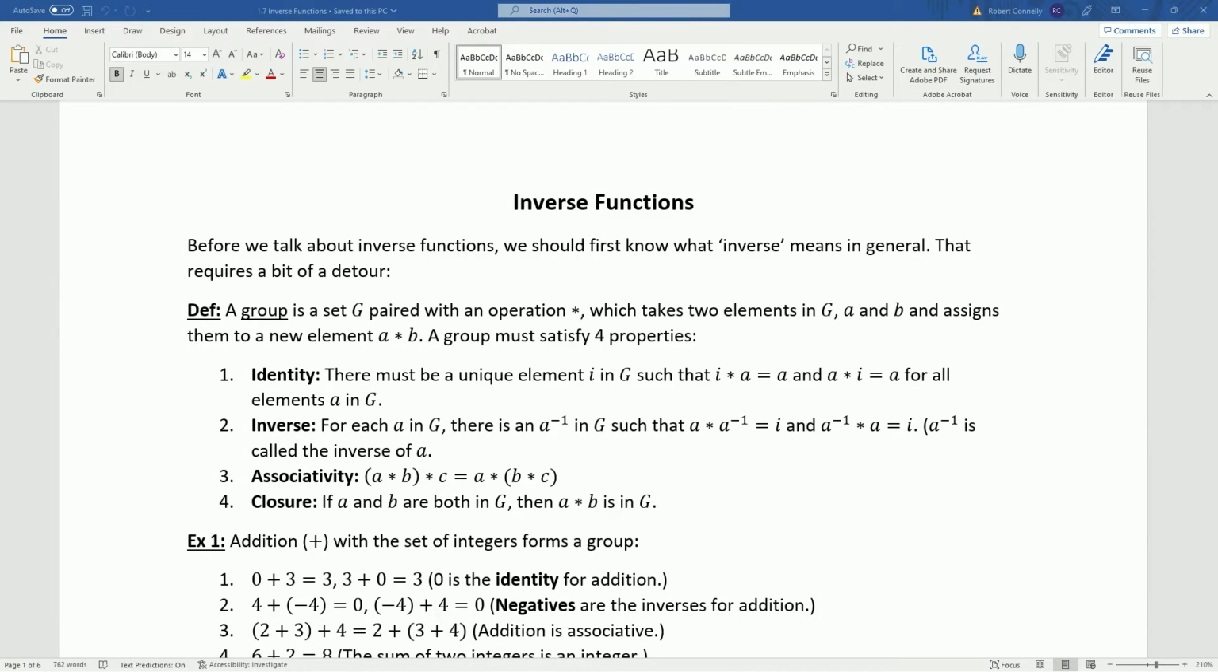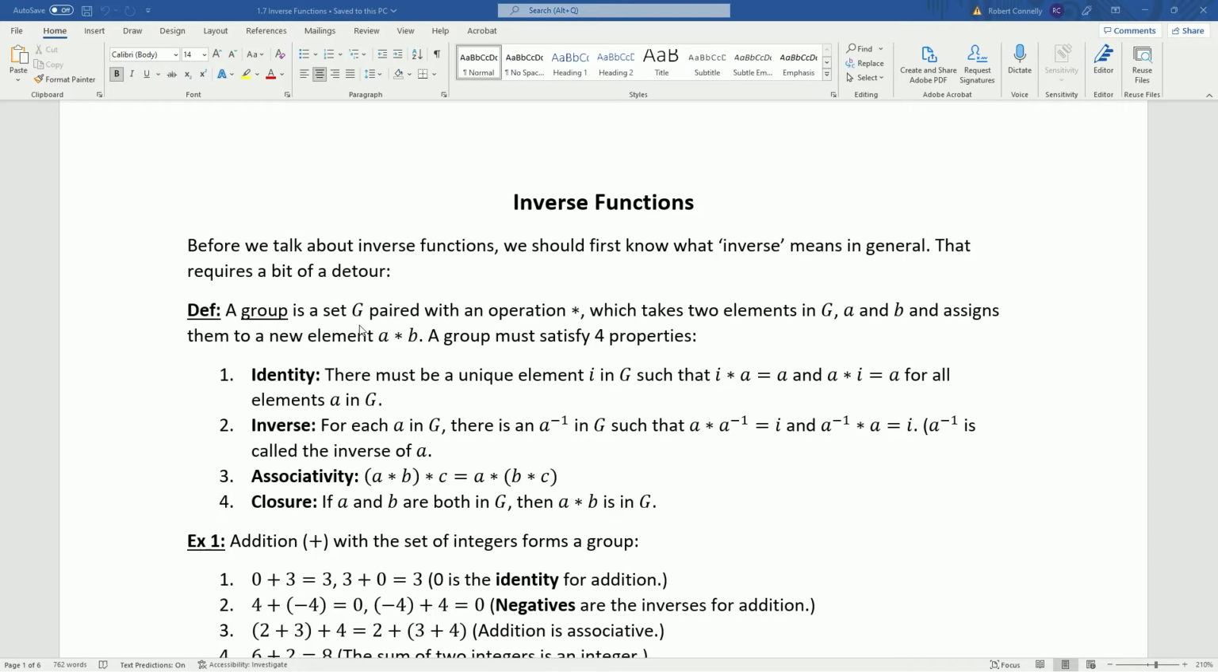Well, before we talk about inverse functions, which is our topic of the day, we should first know what inverse means in general. So this is going to require a bit of a detour. We're going to define something that you've actually used many times throughout your mathematical careers, but you've probably not heard this particular term. So this definition is a group.